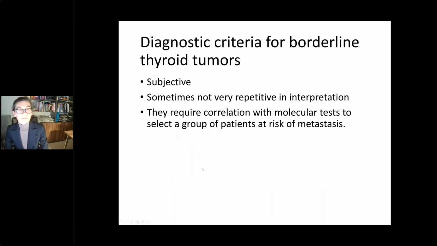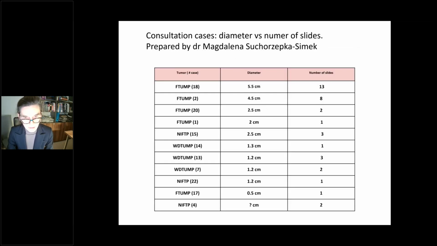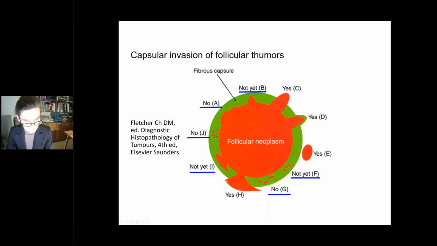So diagnostic criteria for borderline thyroid tumors are subjective, sometimes not very reproducible in interpretation, and they require correlation with molecular tests to select a group of patients at risk of metastasis. I think my time is over, but I have a few extra slides, if we have time, instead of questions.